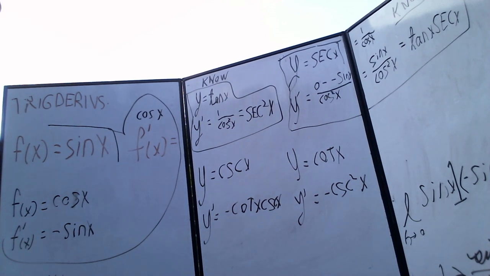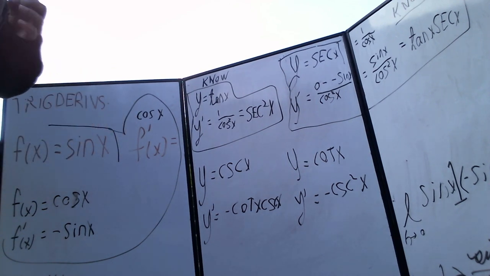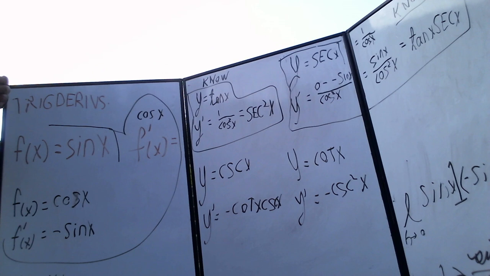All right, let me explain trig derivatives to you extremely quickly. The derivative of sine x turns out to be cosine x, a beautiful thing. But the derivative of cosine x turns out to be negative sine x. It has a minus sign on it. Now that's an interesting feature.